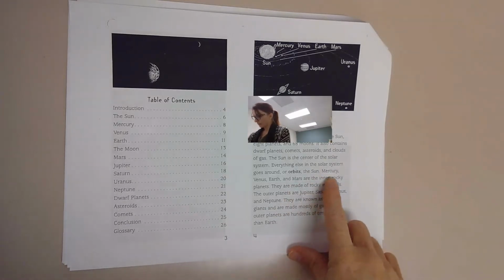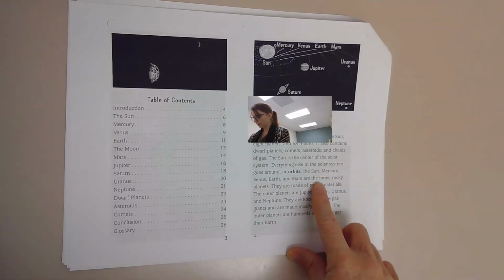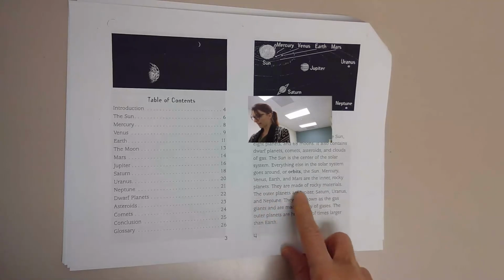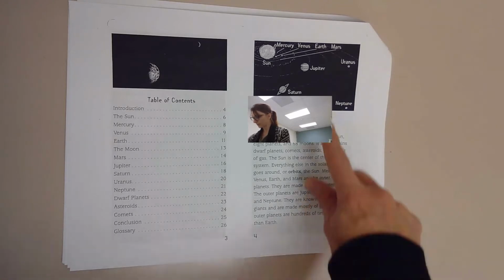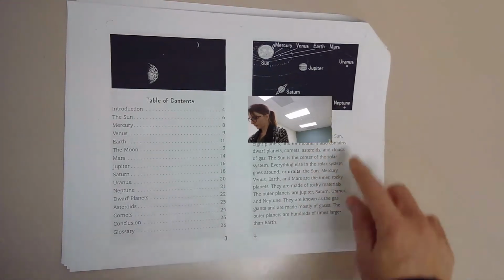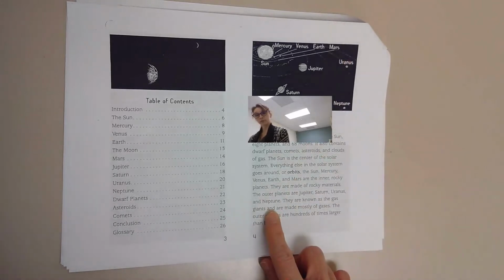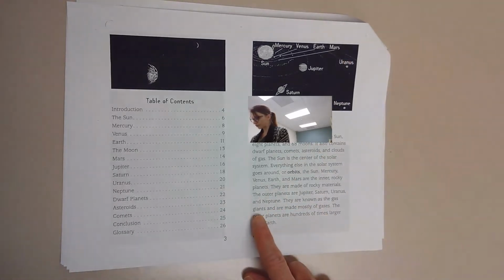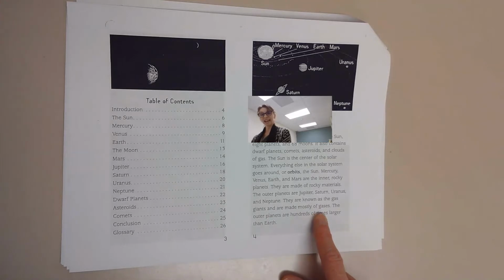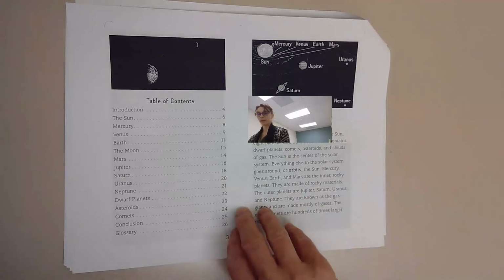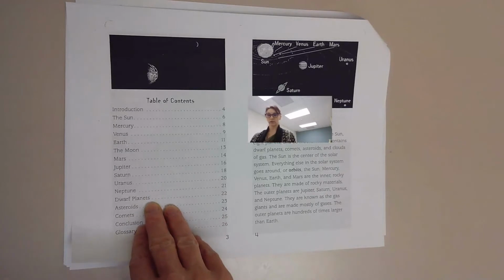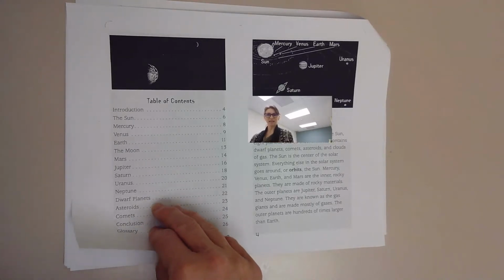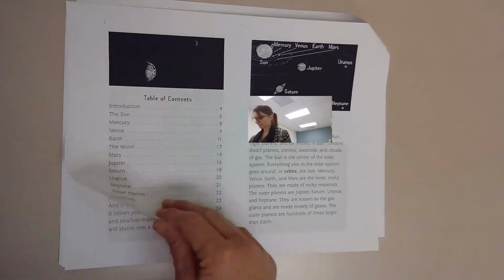Okay, Mercury, Venus, Earth, and Mars are the inner rocky planets. They are made of rocky materials. The outer planets are Jupiter, Saturn, Uranus, and Neptune. They are known as the gas giants and are made mostly of gases. The outer planets are hundreds of times larger than Earth. So these outer gas planets are way larger than Earth, but they're not solid. They're actually made out of gas.